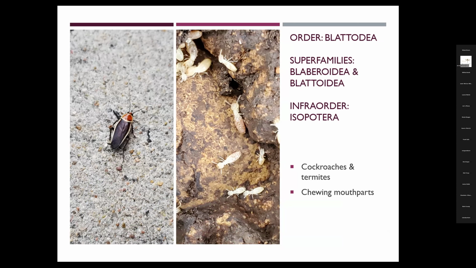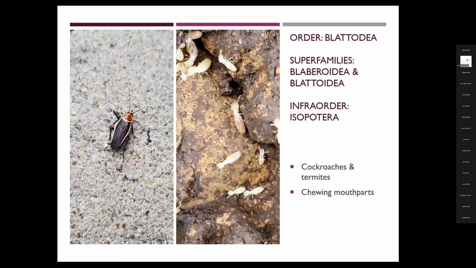So the order Blatodia is now the cockroaches and the termites. When we look at cockroaches, we have superfamilies of Blaberoidea and Blattoidea. The Isoptera actually fit into that superfamily of Blattoidea, which are the smaller cockroaches, and they are in their own infraorder Isoptera. So if you look at the order overall, essentially all I can say that they have in common is that they have chewing mouth parts and an incomplete life cycle.